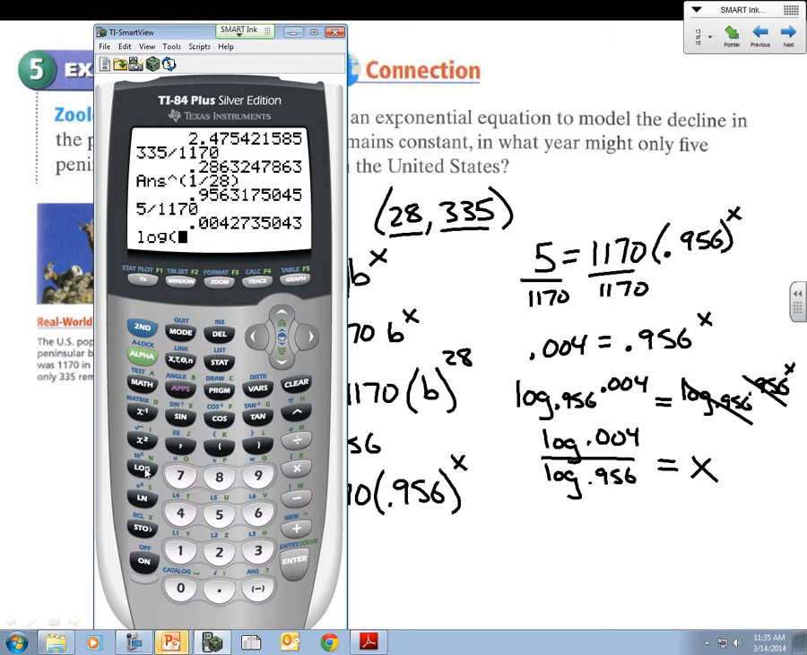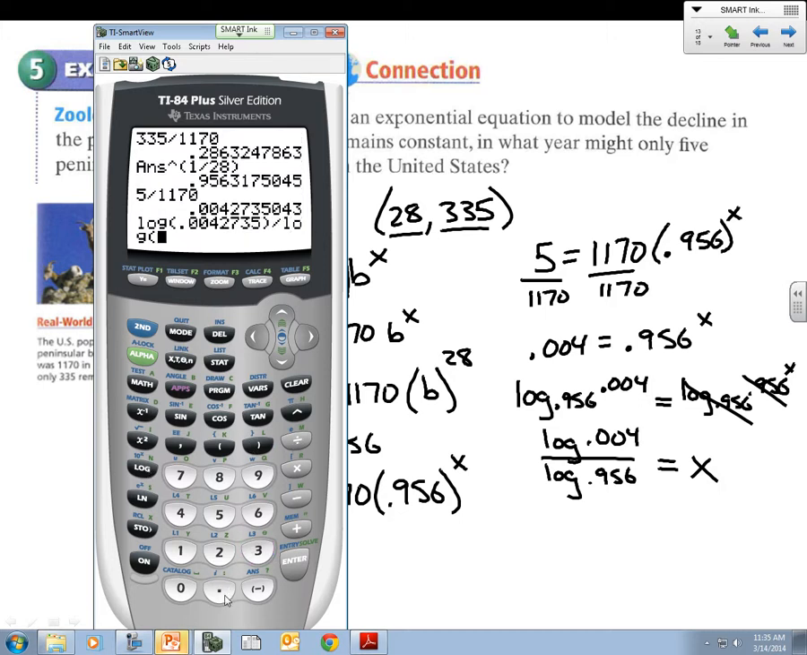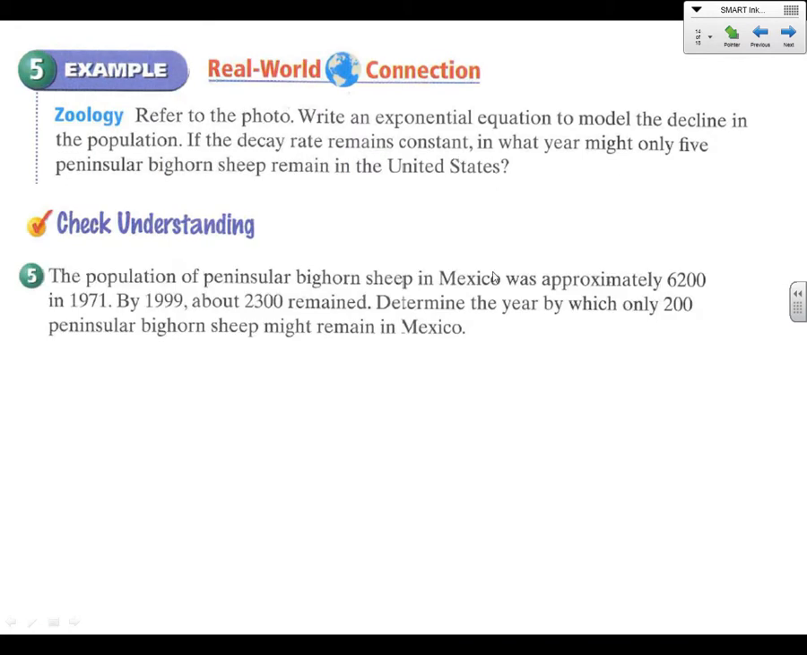So log of 0.004, let me put in a couple extra decimal places, 2735, divided by the log of, and it's up there above, 0.956, 3175. 122 years. So it's going to take a while, but eventually not a whole lot of sheep remaining if the rate of decline remains constant. All right, you're up here. Let's use some new numbers here for understanding check number 5.